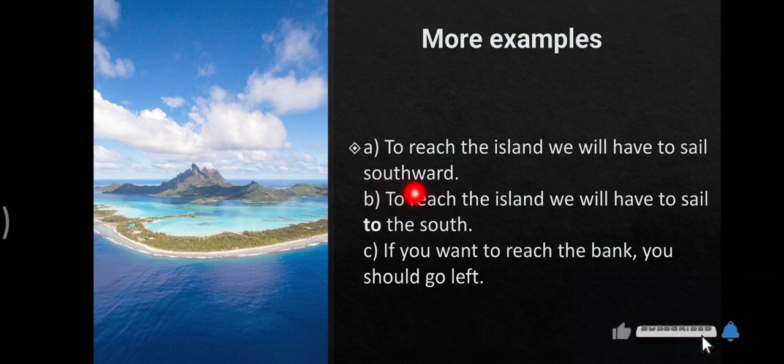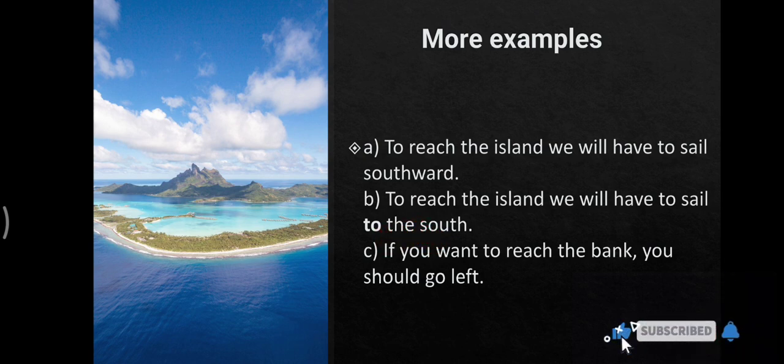So it gives a complete sense, right? And in the second example, to reach the island we will have to sail to the south. You see that here there is no word with south, so there's no direction. That's why for the direction preposition to is used here. It's required here. So to is used to indicate the direction and south is the object of the preposition to. You can see it's the object of preposition to, right?